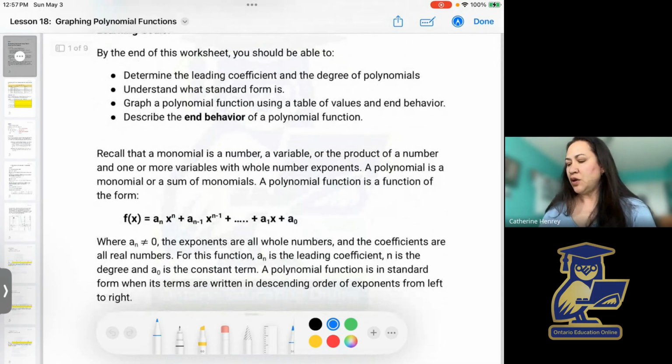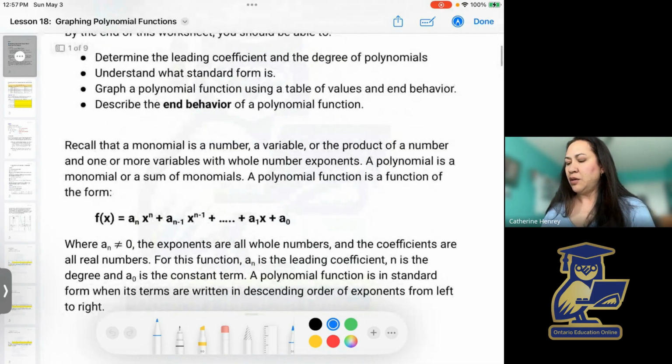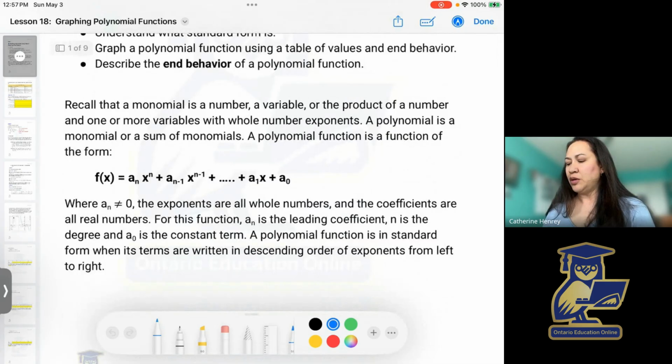So let's recall some information. A monomial is a number, a variable, or the product of a number and one or more variables with whole number exponents. A polynomial is a monomial or a sum of monomials.